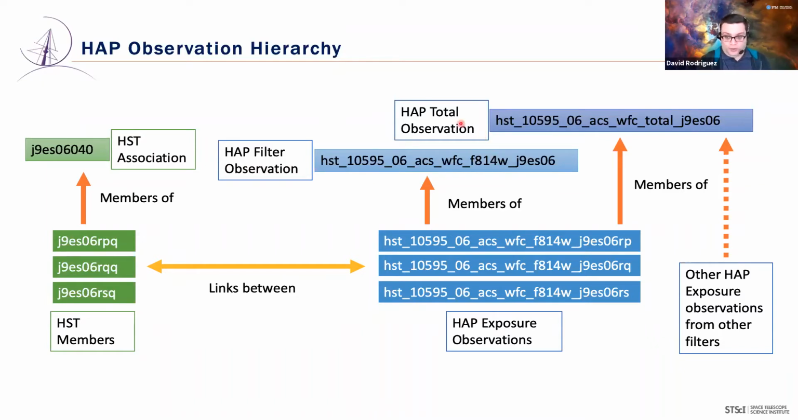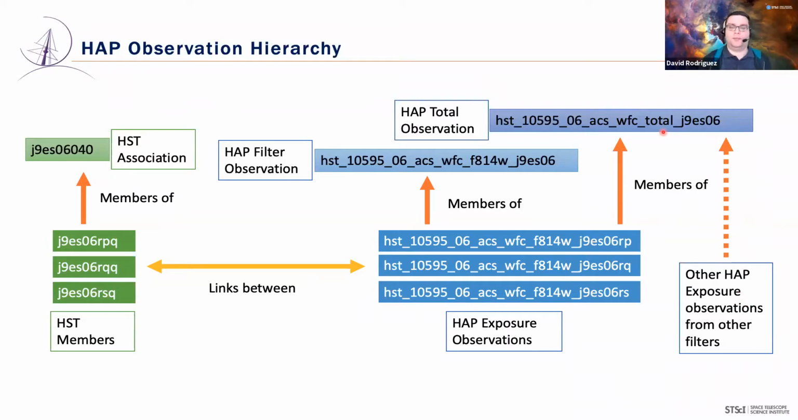The total observation, also known as the detection image or the white light image, is what happens when you take members from different filters, but for that same single visit. So in this particular scenario, there are actually two other filters that have been observing that same area of the sky. The total observation combines them together.